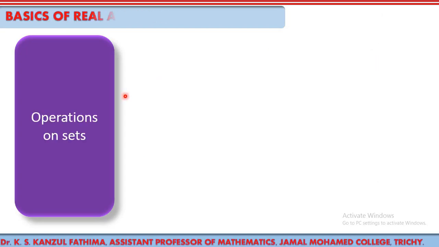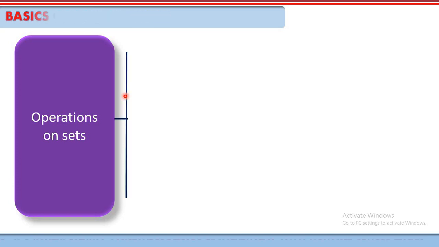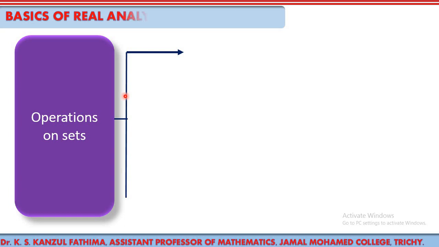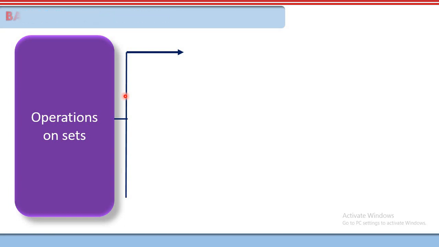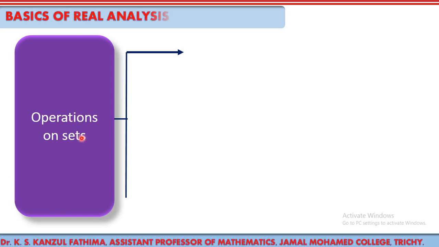We know what the operations on numbers are. There are 4 arithmetic operations on numbers. They are addition, subtraction, multiplication, division. Likewise, there are some operations on sets. The first operation is union.